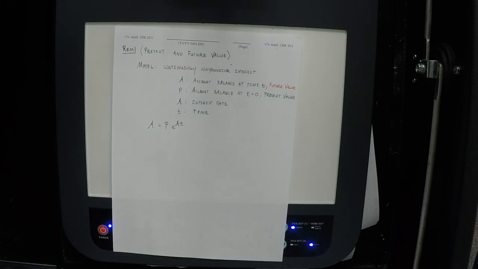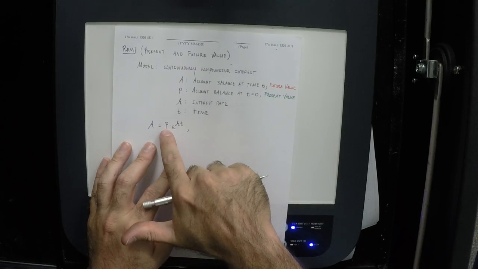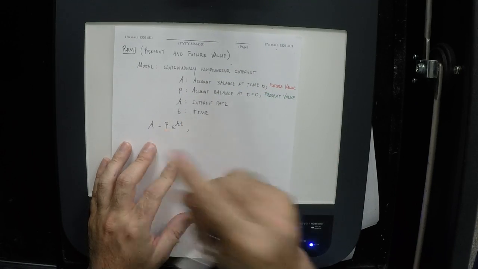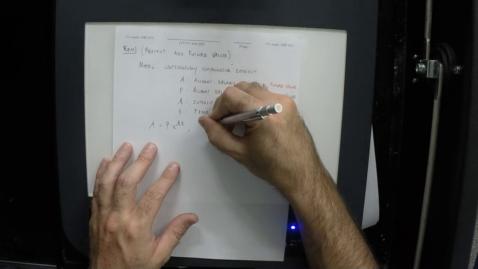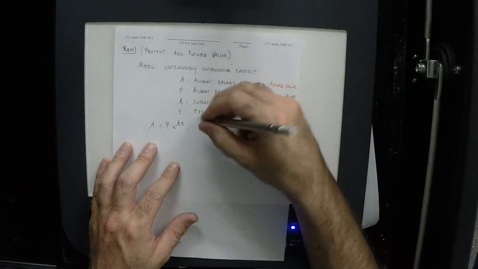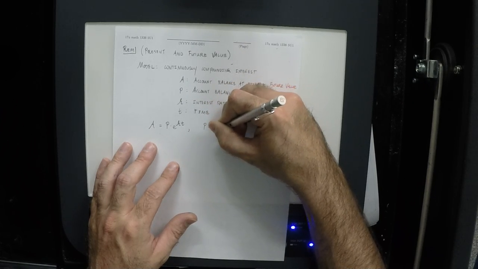However, now that we have this and we're starting to think about money moving through time, not only are we going to want to be able to move money forward through time, but we're also going to want to be able to move money backwards through time. So, algebraically, that means we're going to want to solve for P, the present value. So, what would you get if you solved for P? What would you have to do? You'd have to divide, right? So P is A divided by e to the rt.